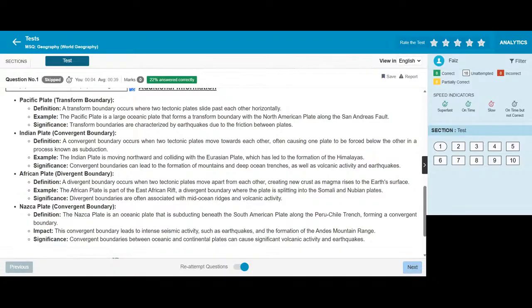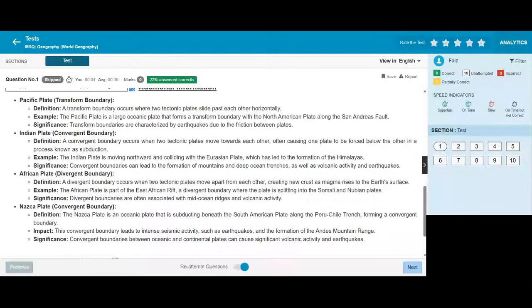African plate, divergent boundary. A divergent boundary occurs when two tectonic plates move apart from each other, creating new crust as magma rises towards the surface. The African plate is a part of the East African Rift divergent boundary, where the plate is splitting into the Somali and Nubian plates. Divergent boundaries are often associated with mid-ocean ridges and volcanic activities.